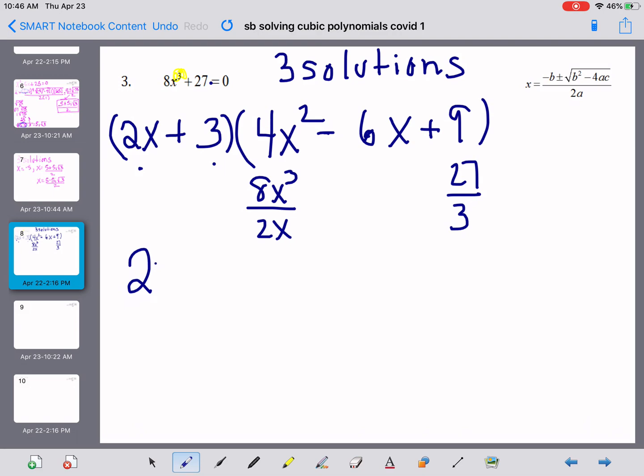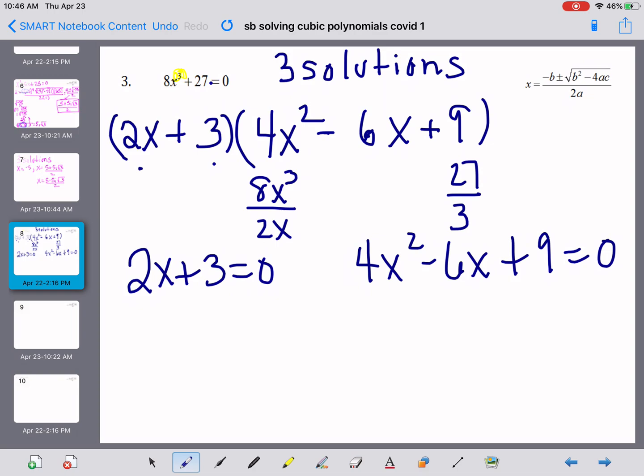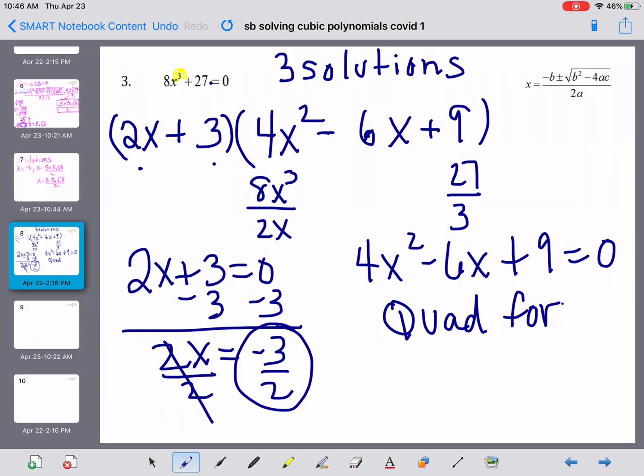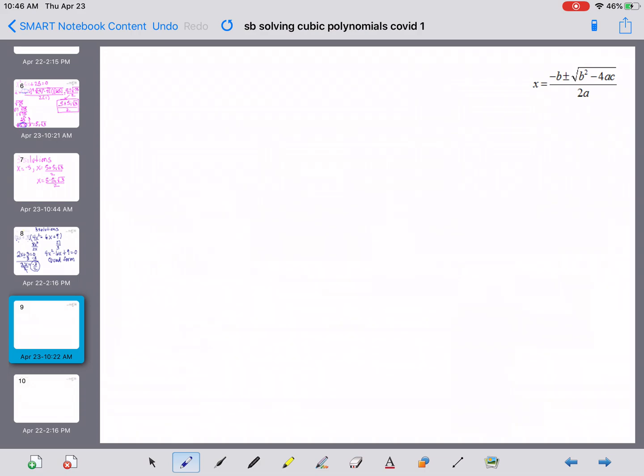And once again, we can take the 2x plus 3 and set it equal to 0. But we're also going to take the 4x squared minus the 6x plus the 9 and set it equal to 0. So when we solve here to the left, we get 2x equals -3, and divide both sides by 2. So x equals -3/2, running out of space there. And now what we have to do is use the quadratic formula on this part. So I'll flip over to another page so we've got enough space.